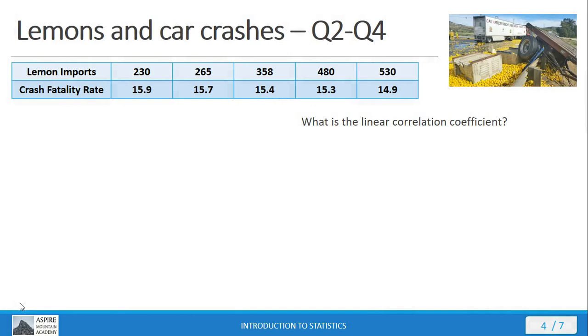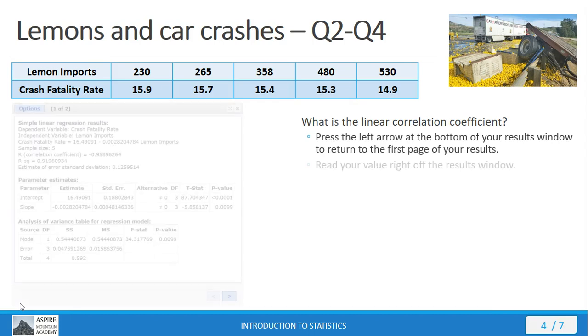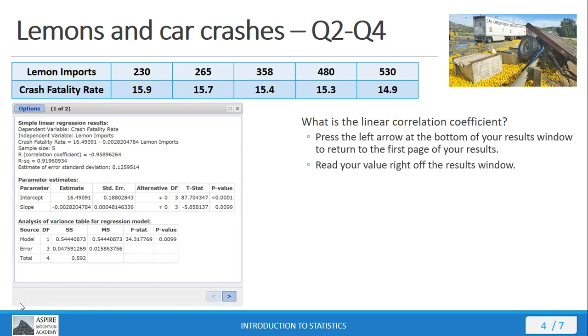Next question asked for the linear correlation coefficient. So I just flip back from the scatter plot to my regression analysis results. Here's what it looks like. I'm just going to read the value right there off the results window. The linear correlation coefficient, right here at the top, is negative 0.95896264. And I can round that to as many decimal places as they ask.